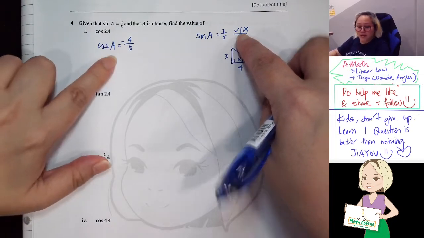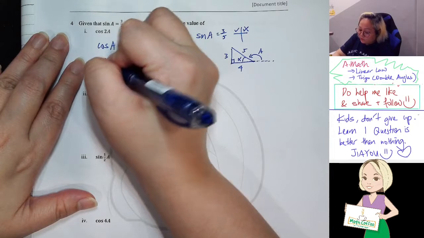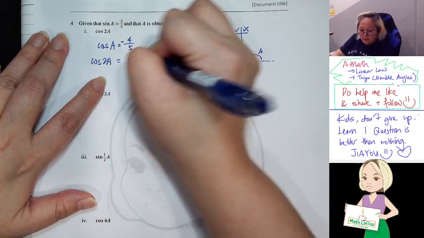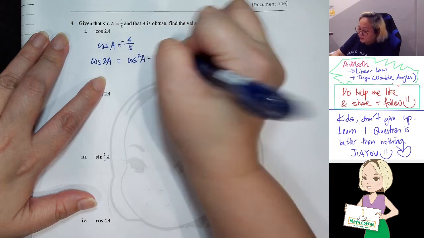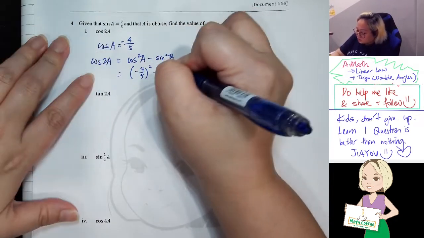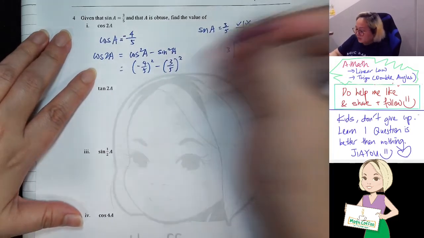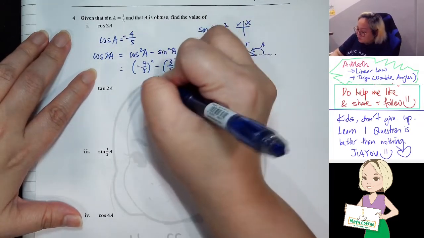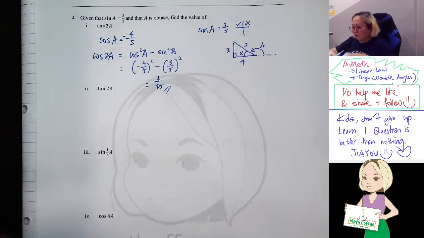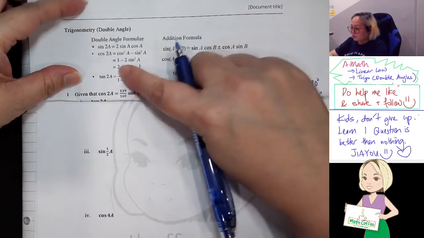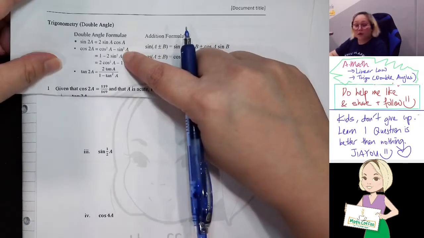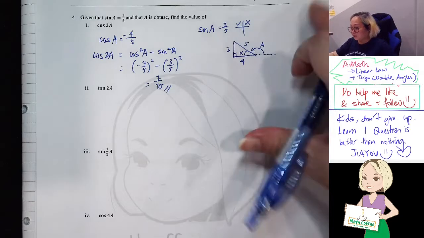So now with this, I can use my cosine 2A formula. I can use cosine square A minus sine square A. So cosine A is just minus 4/5 squared, and then this one is just 3/5 squared. And I will get 7 over 25. Okay, even if you want to use my cosine 2A, remember we got 3 forms. You want to use 1 minus 2 sine square A, also can. Then you can use this one straight away. Okay, you will still get the same answer.